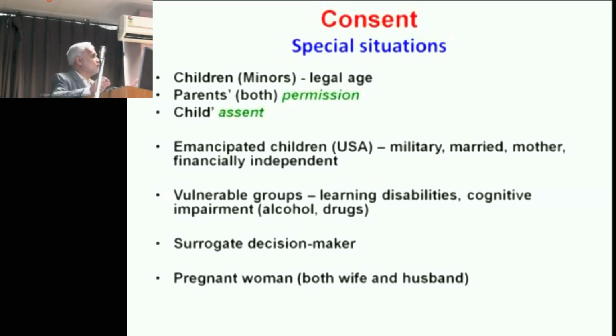And then, of course, there are vulnerable groups like those with learning disabilities, those who are under the effect of alcohol or drugs, especially in case of emergency or trauma. In these cases, a surrogate decision maker, or a legally appointed decision maker, may be required.